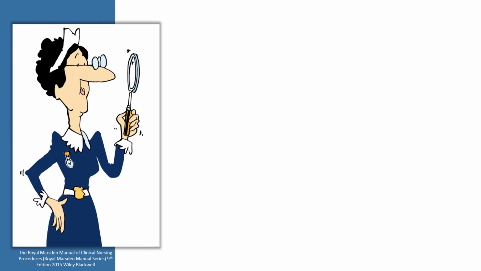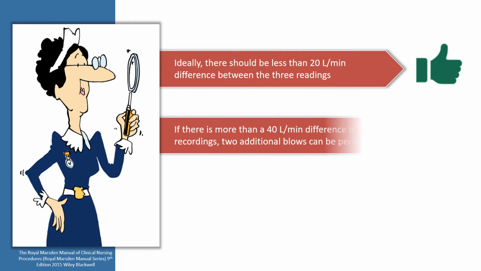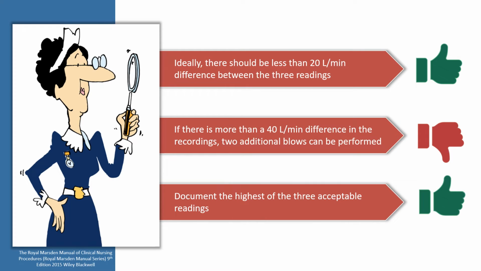Okay, so a few rules and regulations. Ideally, there should be less than 20 litres per minute difference between all 3 readings. If you get more than 40 litres a minute difference, we then have to do 2 additional ones because you can't guarantee accuracy at that point. And then what you do after that is you document the highest of the 3 acceptable readings.